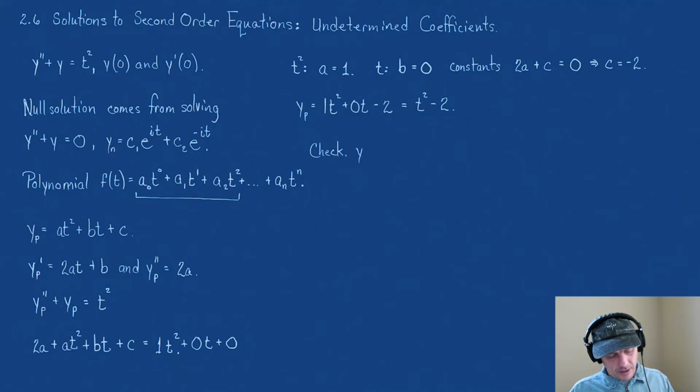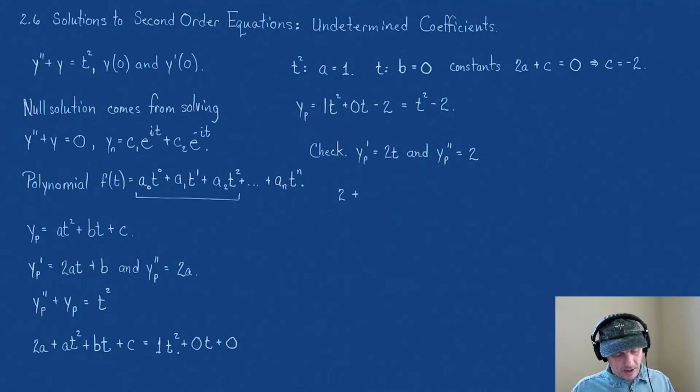So let's take y particular prime. That would be 2t. And y particular double prime, that's going to be 2. So if we substitute those in, we have a 2 for the y double prime, plus then in the y we have the t squared minus 2. And if we add those up, look at what do we get? We get t squared, and so that works. Check. All right, so this is our solution.